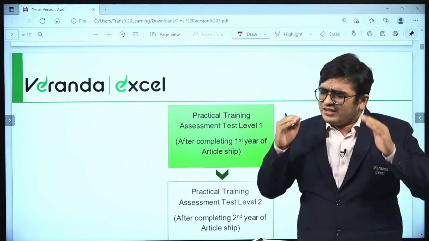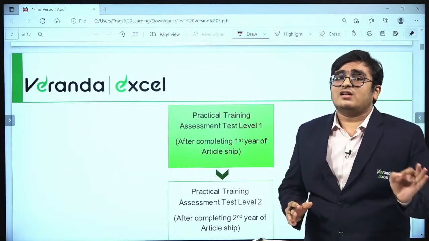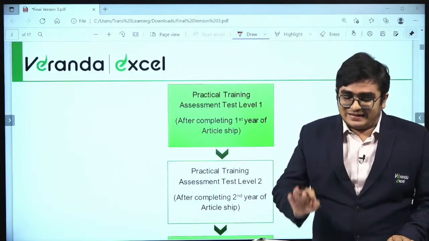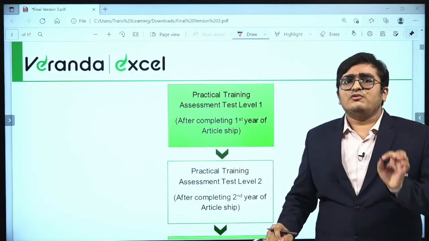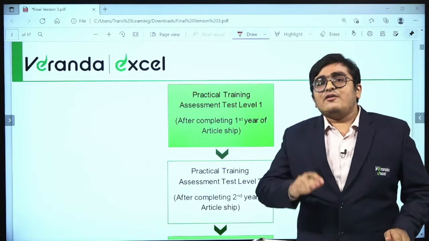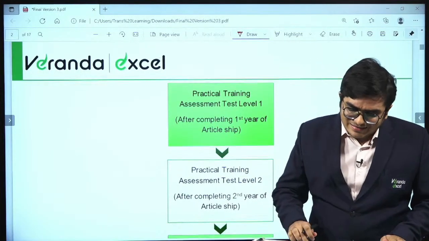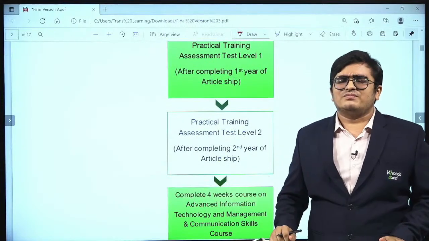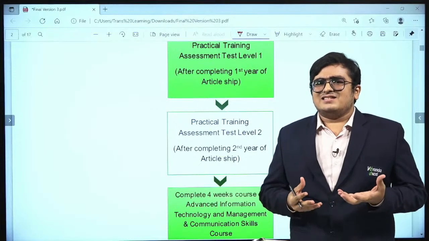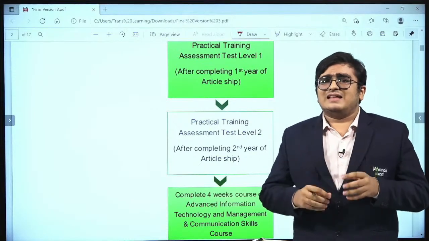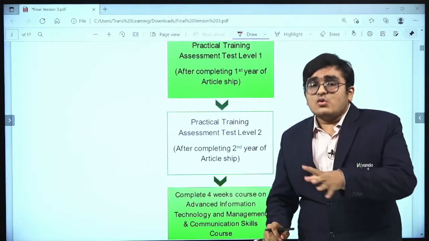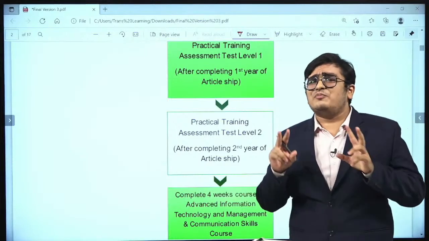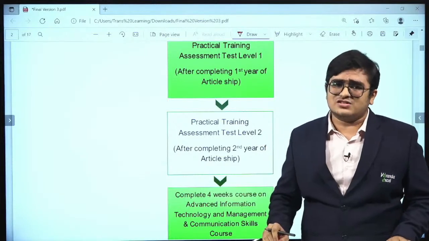Now ICAI is really particular about the quality of chartered accountants that come out. That's why, to avoid this, they came up with the practical training assessment test. The first level you should give after your first year of articleship, and then there's level 2 which you should give after your second year of articleship. Now what they generally ask is, they'll give you a situation and they will tell you how you would have solved it had you been an auditor. Those kinds of practically oriented questions are what they will ask you.